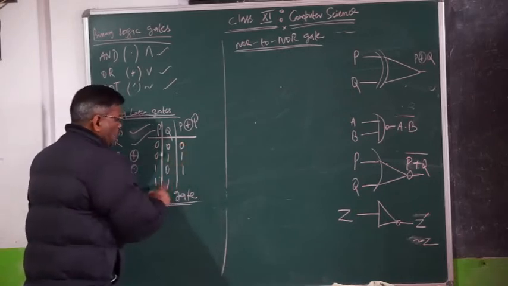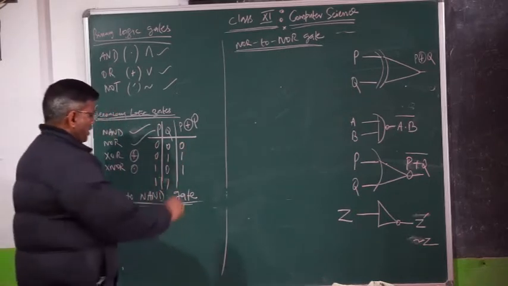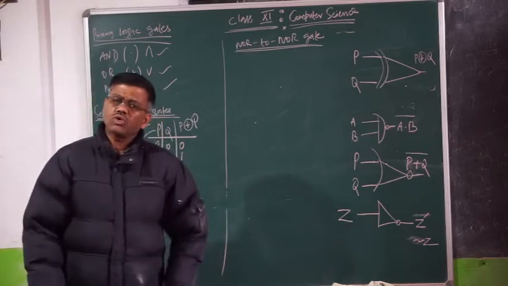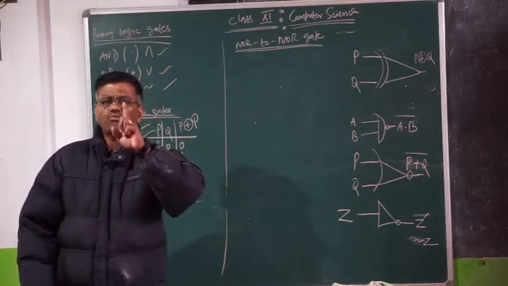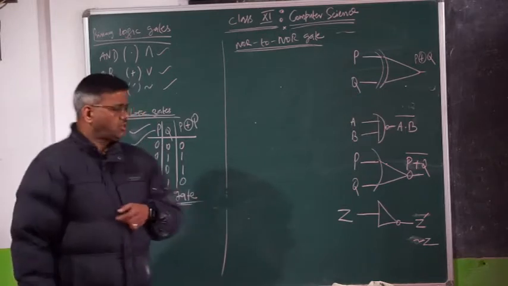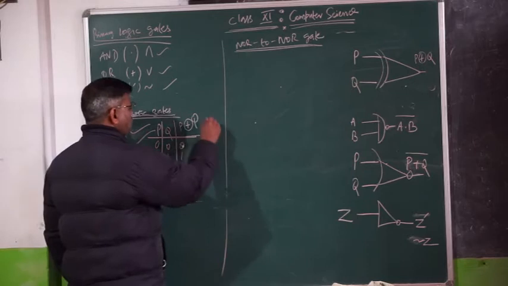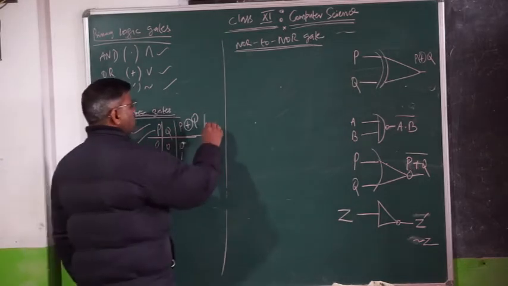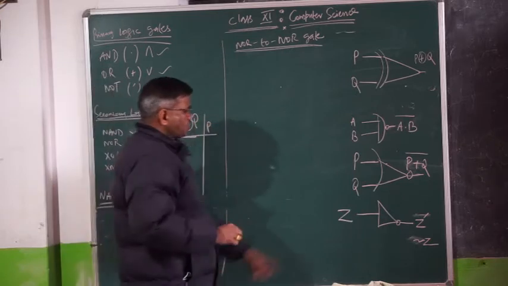How many ones are there here? 2 ones. 2 is an even number. If there are an even number of ones, the output is 0. If there are an odd number of ones, the output is 1, which is known as the XOR gate. Now take the complement of this, just find the opposite. What is the opposite of this? This we call the XNOR gate.